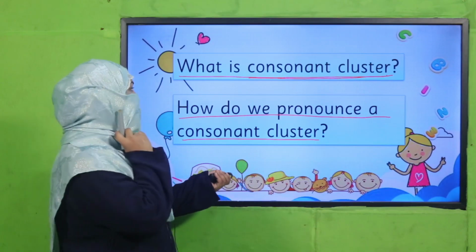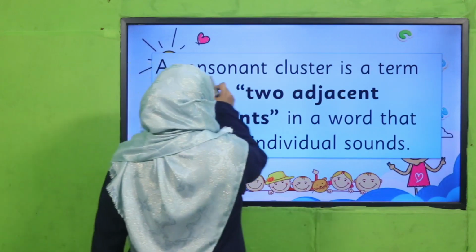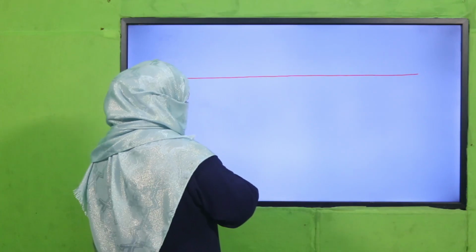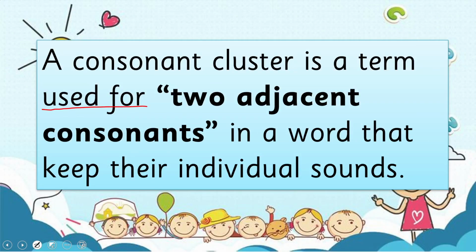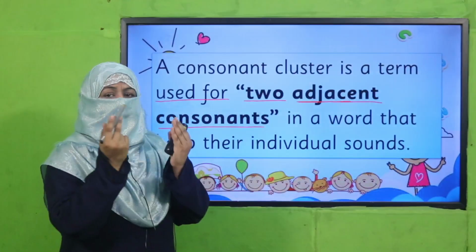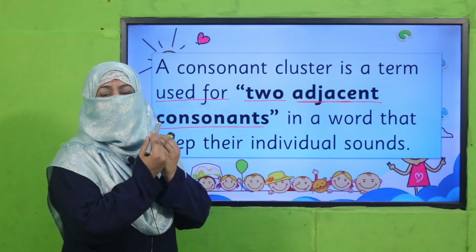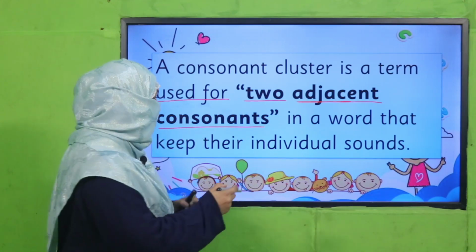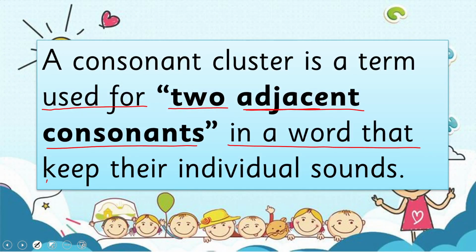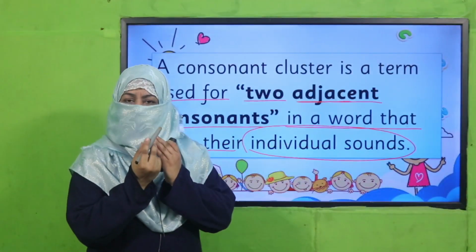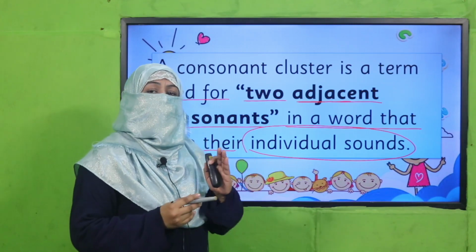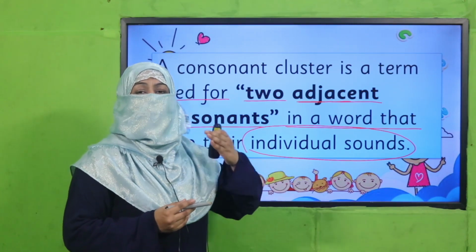Yes, my dear students, I hope you remember, a consonant cluster is a term used for two adjacent consonants. And what does adjacent mean? When two consonants are coming together, it is known as a consonant cluster. And in a word, each consonant keeps its individual sound.